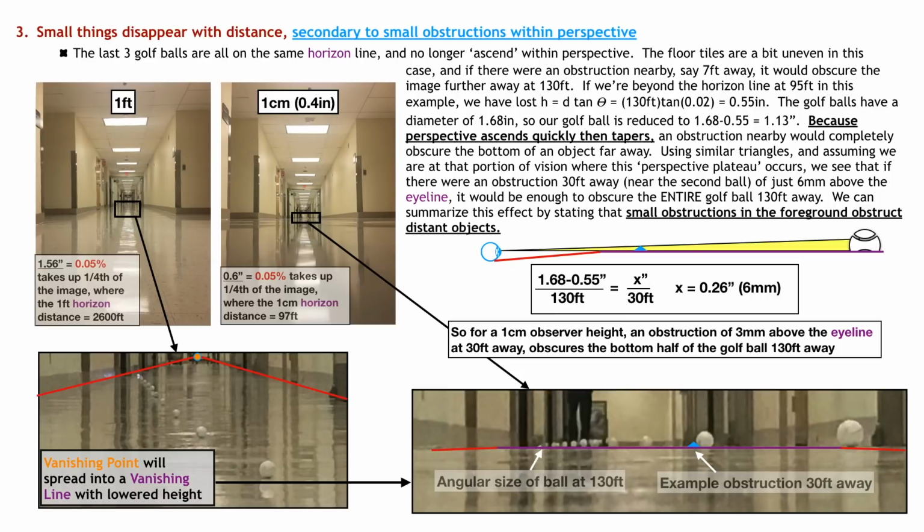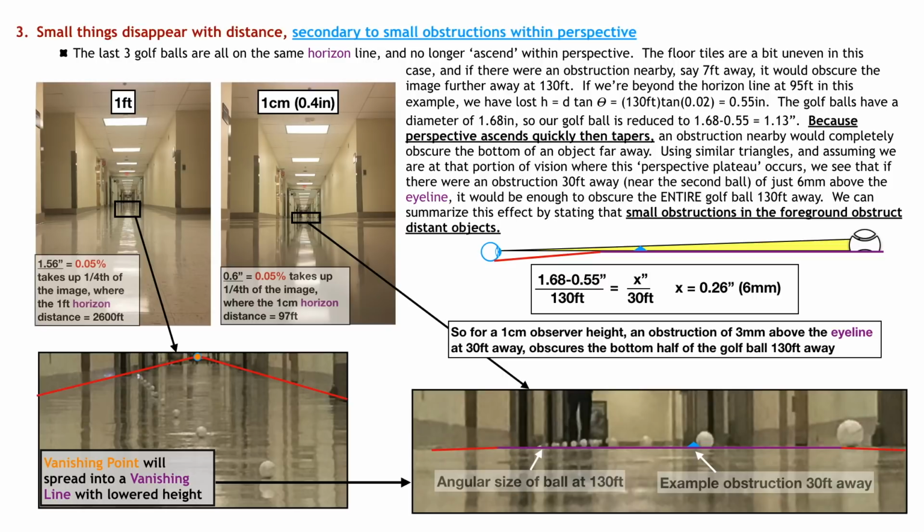On the bottom right hand picture, I've pointed to that golf ball that is 130 feet away. If we were to put an obstruction, let's say this blue triangle, in the nearby vision, let's say at 30 feet away, next to the 30-foot ball, you can see how if I were to put that in line with the 130-foot golf ball, it would completely obscure that ball. We can calculate what height would be required to obscure that distant object by just using similar triangles. That's what I've done with that formula, solving for x. In this case, x is 6 millimeters. So a 6 millimeter obstruction above the purple line completely obscures the entire golf ball 130 feet away.